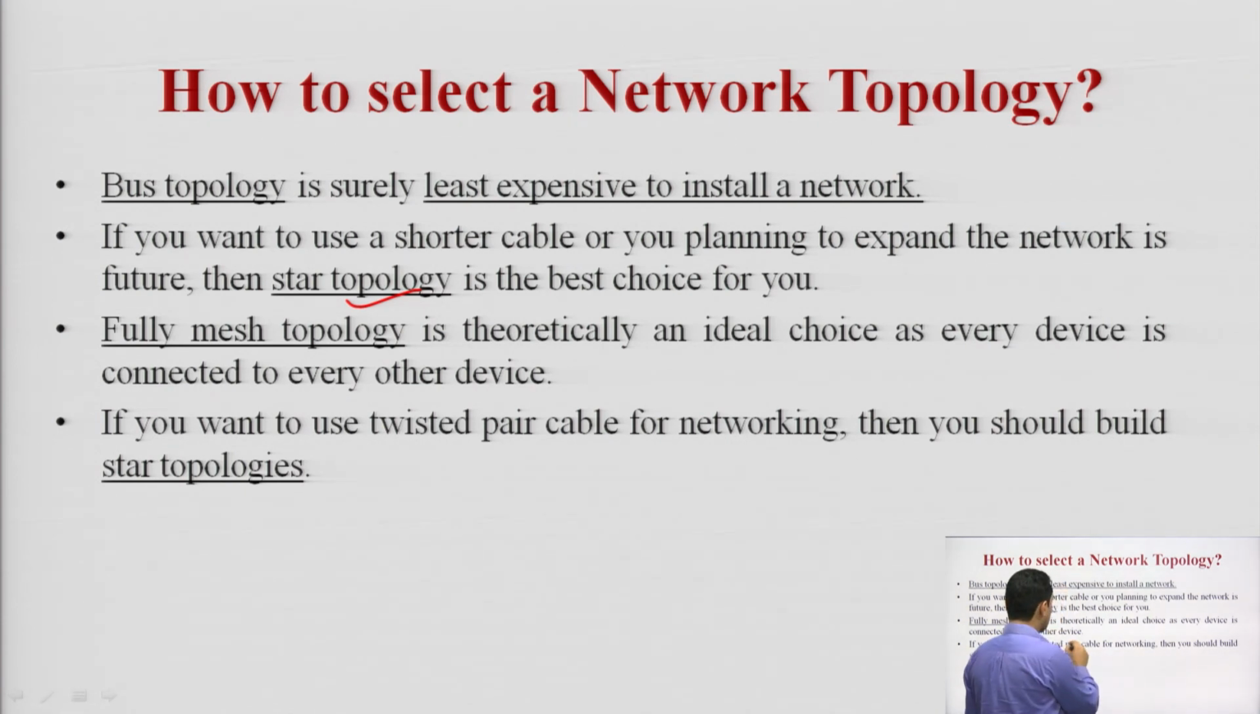Fully meshed topology is basically a theoretical concept which is not possible practically. So, practically we use the partial mesh topology. And when we want to use twisted pair, then again it is better to use the star topology because the range of the devices and the distance among them is less. In this case the twisted pair is the least expensive wire, so that is why the star topology is preferable.